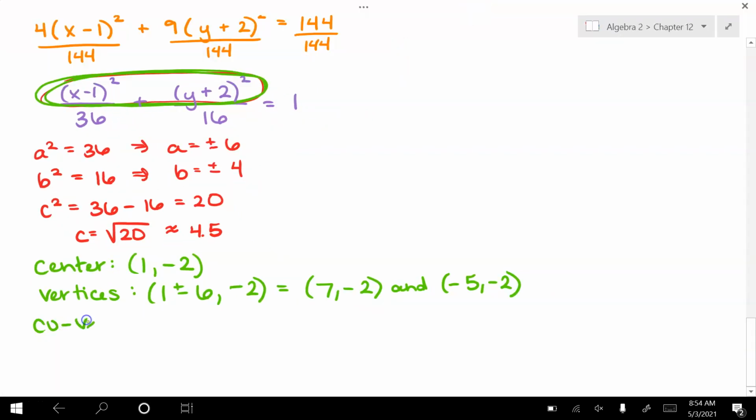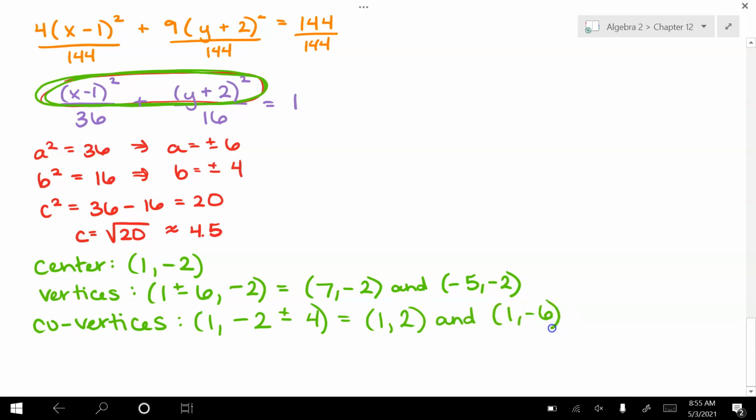Co-vertices are next. This is when you leave your h value alone, so that would be the 1. And then we take our k, so our -2, and we do plus or minus our b value, which is 4. So it's going to be 1, and then negative 2 plus 4 would be 2. Negative 2 minus 4 would be negative 6. So 1, negative 6 is the other co-vertex.